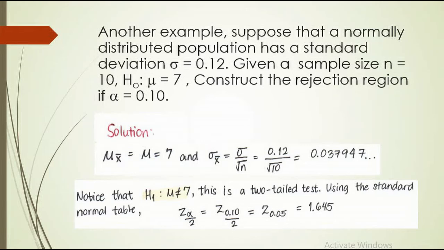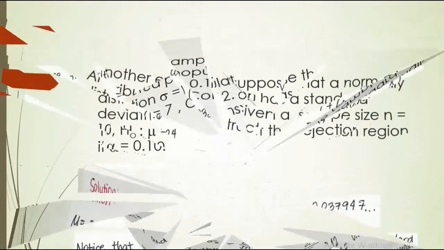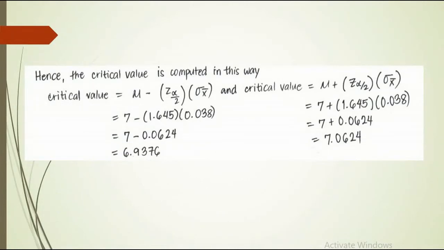Using the standard normal table, the z alpha over 2 is equal to z 0.10 over 2, which is equal to z 0.05, which is equal to 1.645. Hence, the critical value is computed in this way.